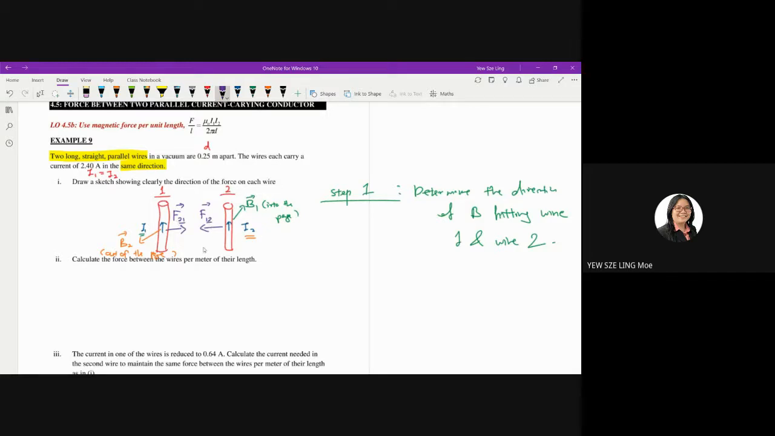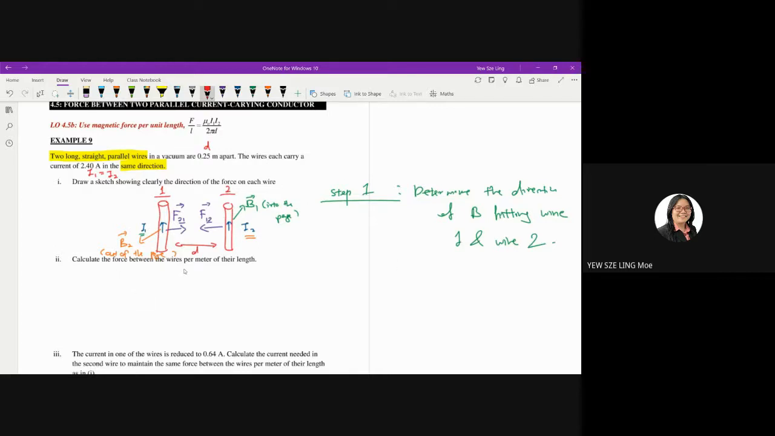2, 1 bermaksud 2 on 1. 1, 2 bermaksud 1 on 2. So that is how you sketch the diagram. The distance between them, you also need to show in your diagram. Distance between them is D. So kamu buat dengan elok lah. Ini saya just a sketch for you. You do it nicely in your own book.